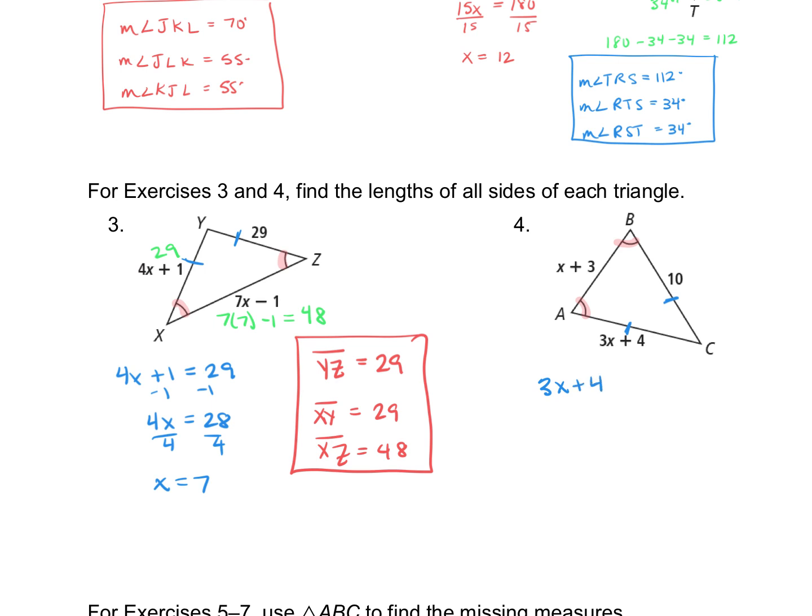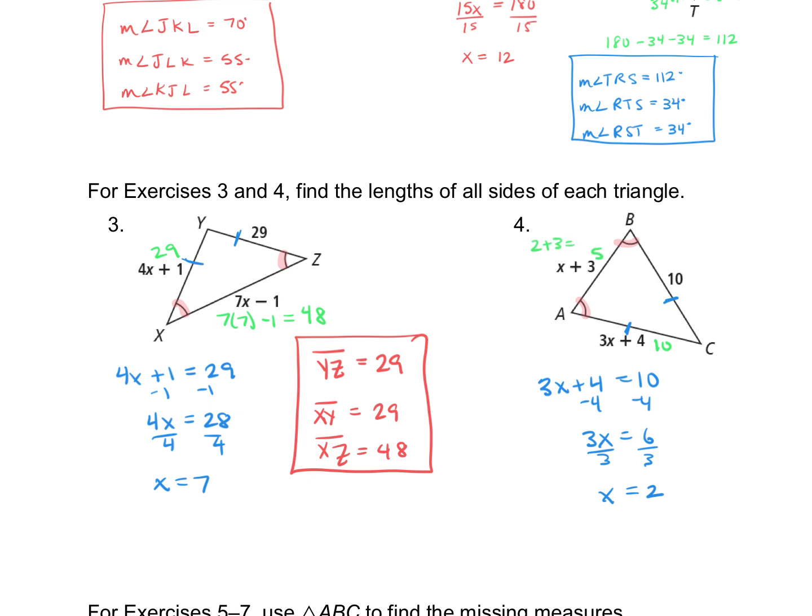So 3x plus 4 is equal to 10. Let's subtract 4. Divide by 3. And x equals 2. So we know that BC is 10. AC, because AC is congruent to BC because of the isosceles triangle, I don't need to plug in the 2. I know that this is going to be 10. And then to get BA, I can plug in the 2, 2 plus 3, and we get a 5.